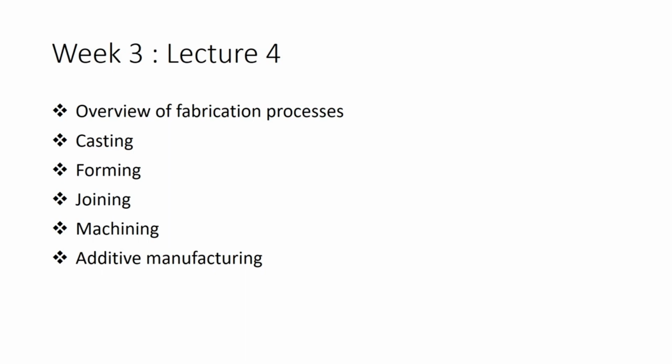In the next lecture, we will look at various fabrication processes used in the manufacture of automated systems. There are many manufacturing processes. We will be studying the important manufacturing processes such as casting, forming, joining, machining, and the next generation manufacturing, that is additive manufacturing. So, let us meet in the next lecture.